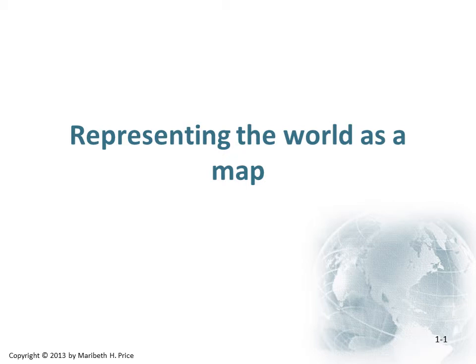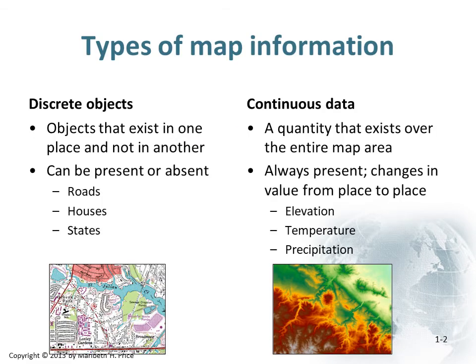So let's talk about how we represent things in GIS, or specifically how we represent the world as a map. When we talk about mapping information, we've got 2 very different sort of environments. Discrete objects are the first, and these are things that exist in one place and not in another. They have a stop and a starting point. They can be expressed as a simple pass-fail test, a 1-0 yes-no binary kind of idea.